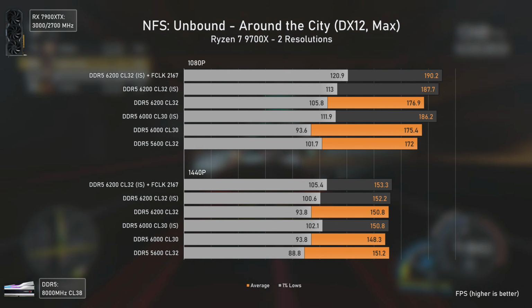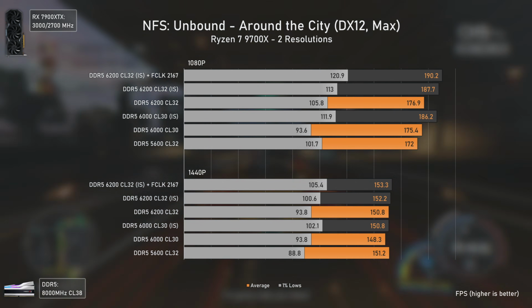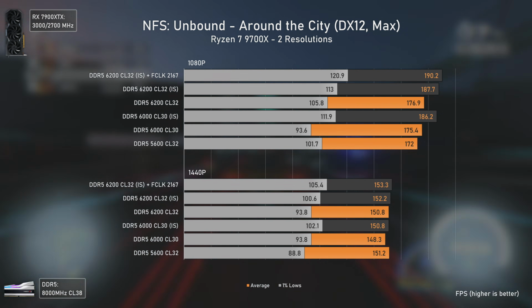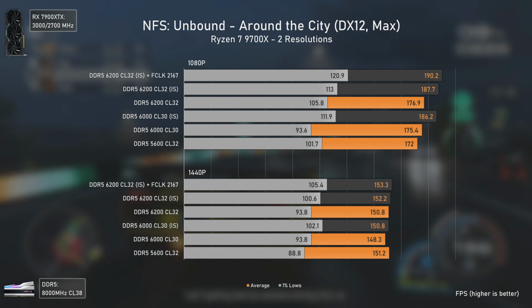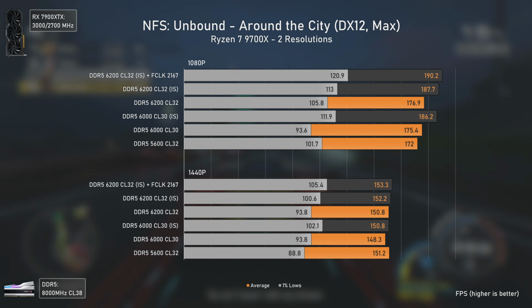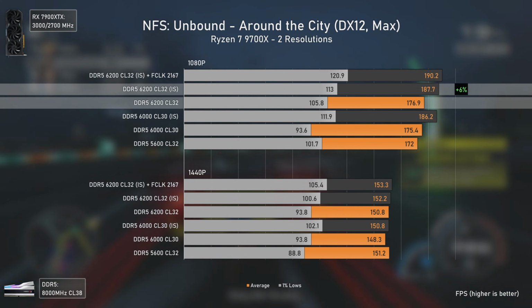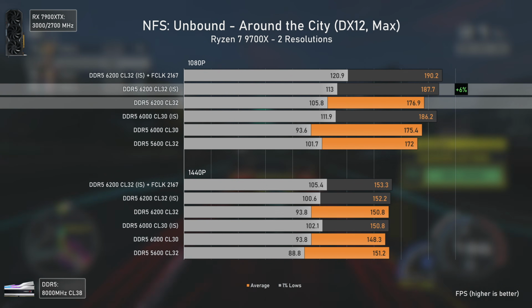Need for Speed Unbound is another title that has heavy CPU requirements in a matter of core count for smoothness and overall CPU power. And with the Ryzen 7 9700X, we can see the improved subtimings being one more time the major player when it comes to high FPS numbers, with the tweaked CL32 being 6% faster than the non-tweaked one.